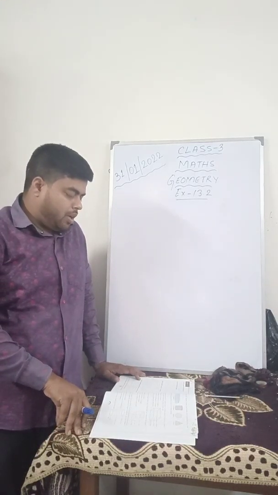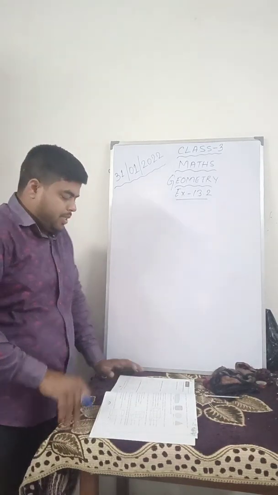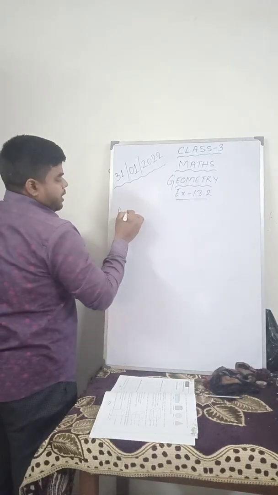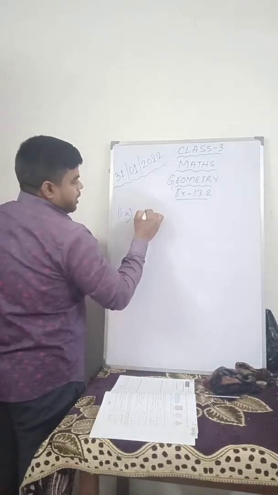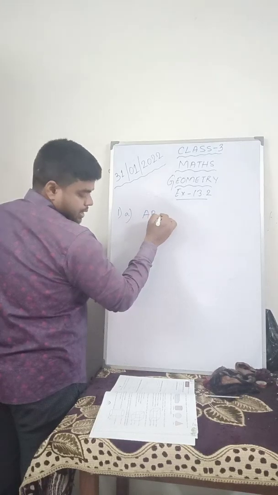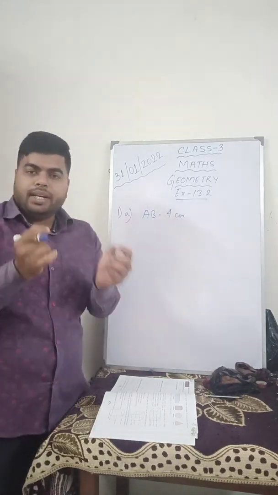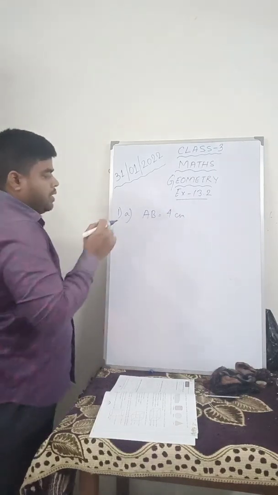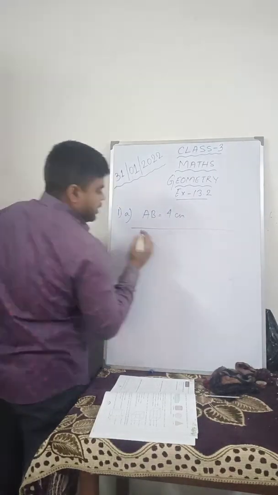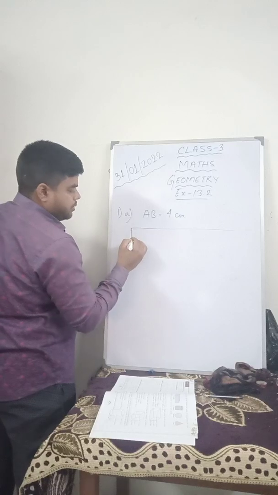Draw a line segment of the following measurement. That means, suppose in question number 1a, they have given you a line segment AB equal to 4 centimeter. You will take the ruler or scale. Suppose this is the scale. You will not draw this; it is only for you to understand.